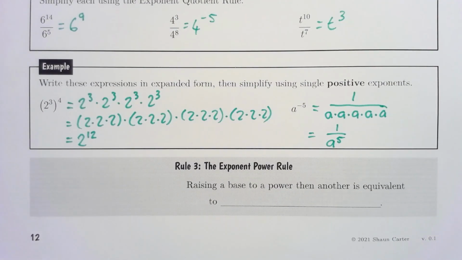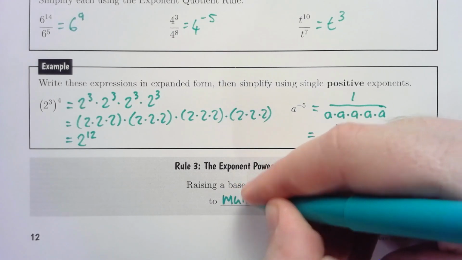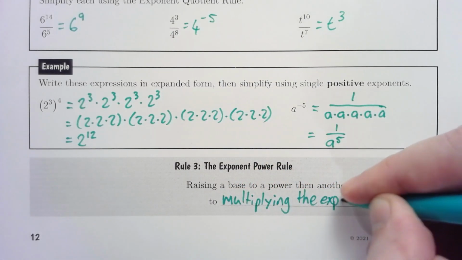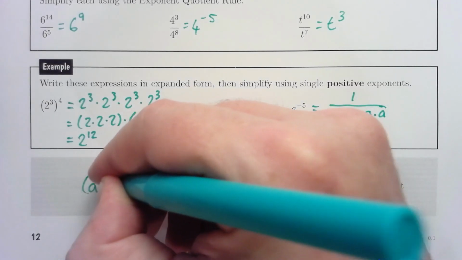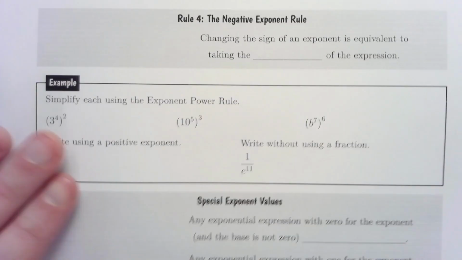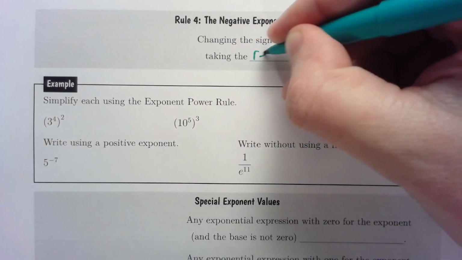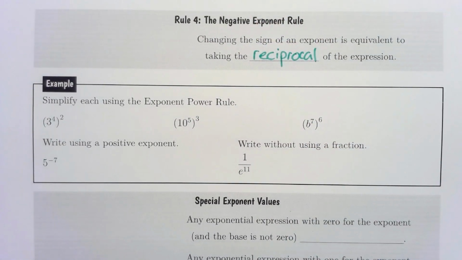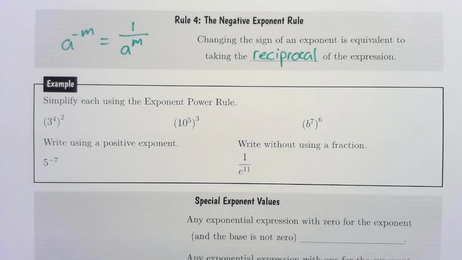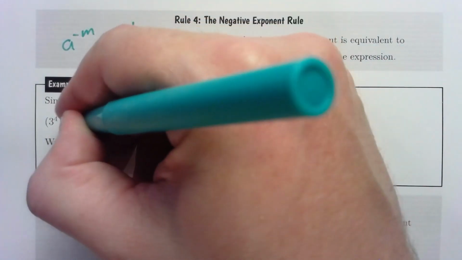The exponent power rule says that raising a base to a power, then another power, is equivalent to multiplying the exponents. And the negative exponent rule says that changing the sign of an exponent is equivalent to taking the reciprocal of an expression. Remember that dividing 1 by a number is equivalent to its reciprocal. So we can simplify these examples where we have a base to an exponent, which is then to another exponent. So 3 to the power of 4 to the power of 2 is 3 to the power of 8.